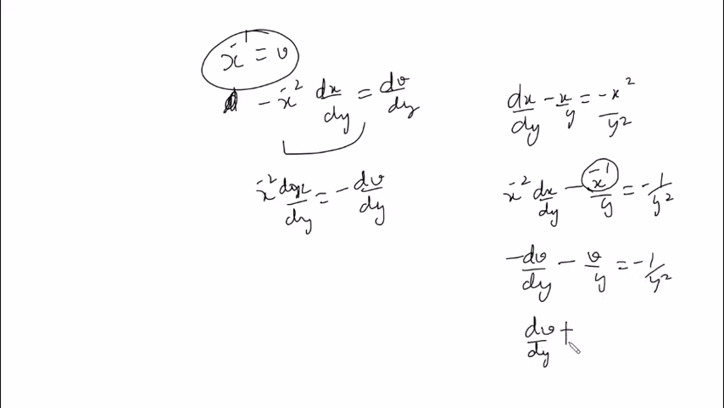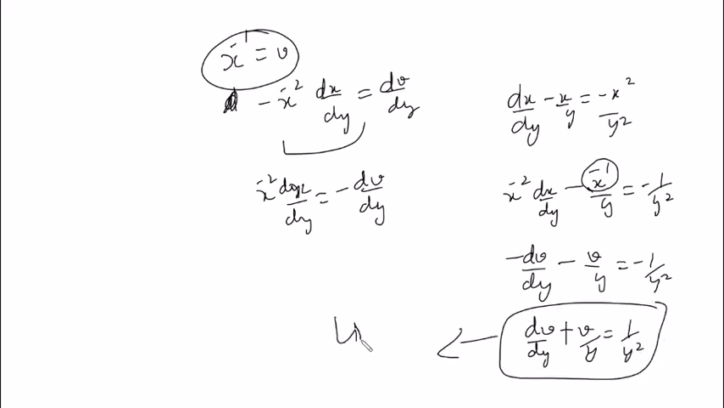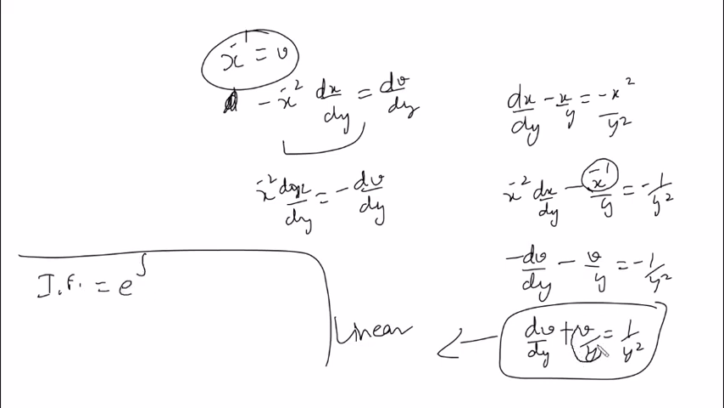So you get this one, which is now of linear type, right? Because the dependent variable is v and no power of v is coming, so you compare with the Leibniz type. Instead of x there is y, and instead of the dependent variable there is v. So this is a linear one, and I know how to solve this. The integrating factor is e raised to power integral of this function, which we call P(y), 1 by y dy. So that is just y, right? This is the integrating factor.